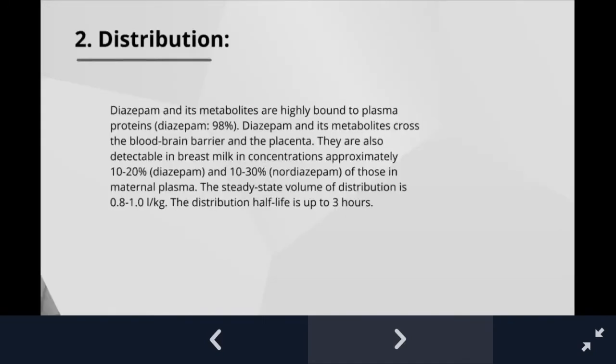Secondly, the distribution. Diazepam and its metabolites are highly bound to plasma proteins. About 98% of the drug is bound. Diazepam and its metabolites cross the blood-brain barrier and the placenta. They are also detectable in breast milk in concentrations of approximately 10 to 20% of diazepam and 10 to 30% of nordiazepam of those in maternal plasma. The steady state volume of distribution is 0.8 to 1 liter per kilogram. The distribution half-life is up to 3 hours.